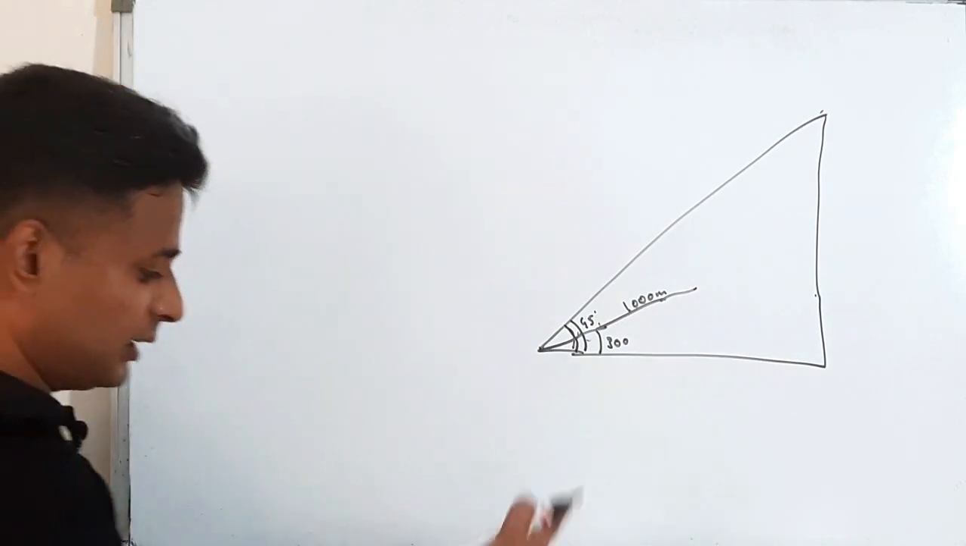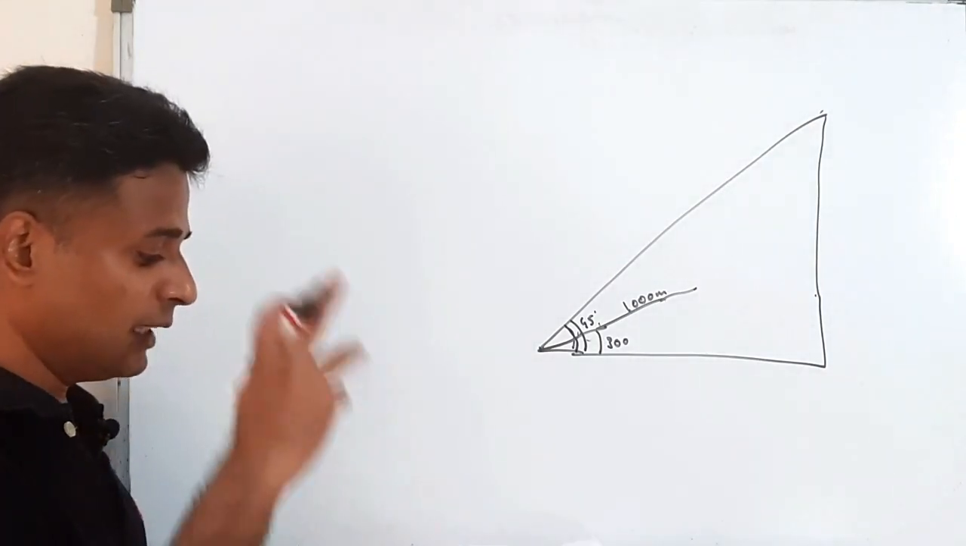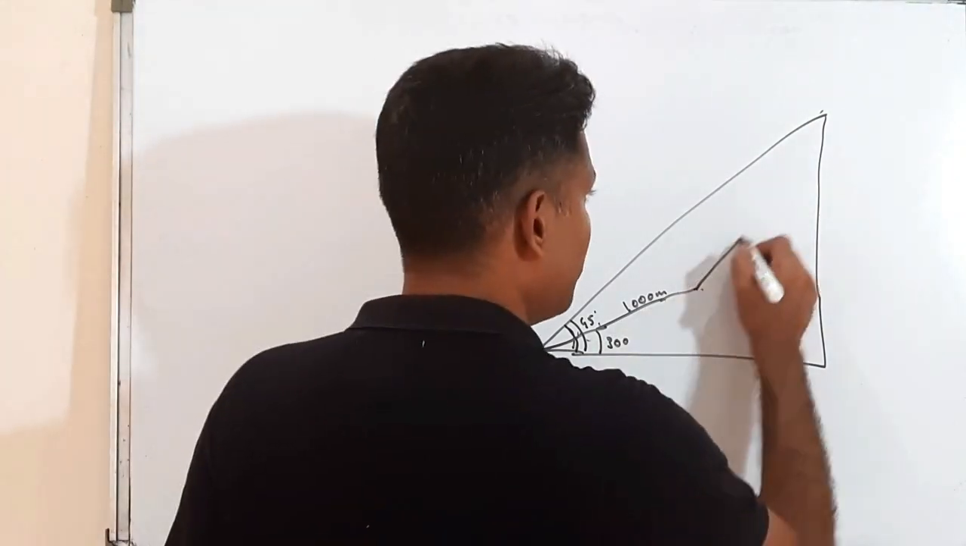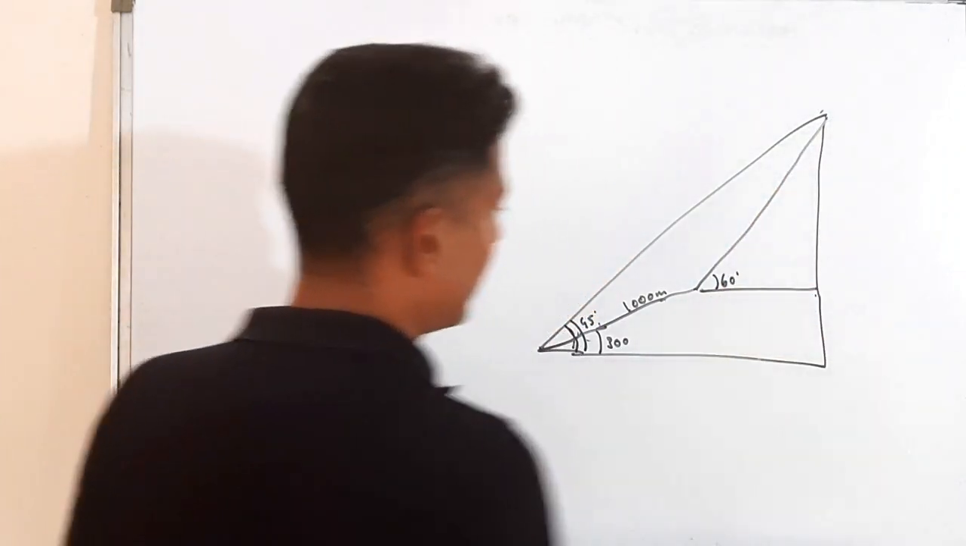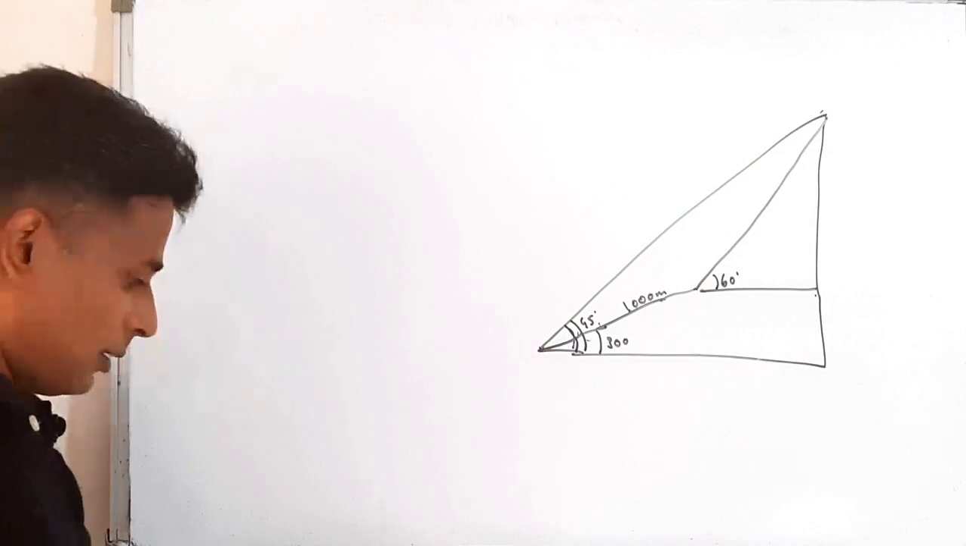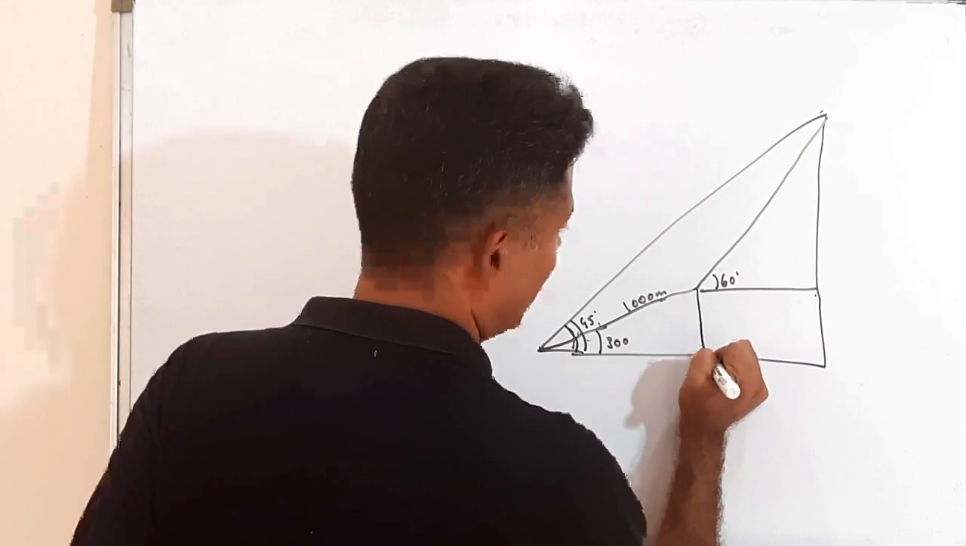After ascending 1000 meters towards the mountain up a slope of 30 degree inclination, the elevation is found to be 60 degree. So from here the angle of elevation is 60 degree, right? Find the height of the mountain. So we have to find this. Now here see, I'll draw vertical here.